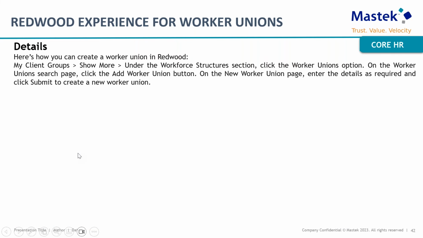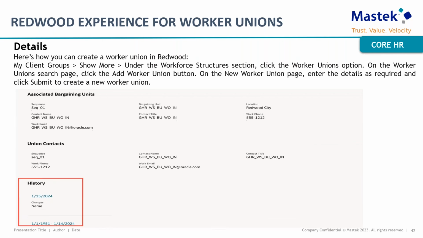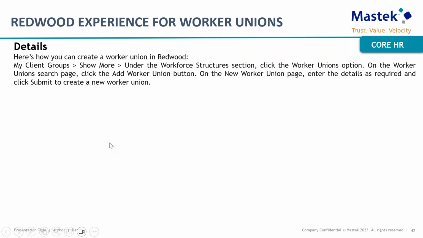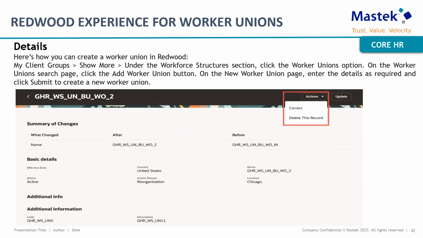So we can also update the worker union. When we update the worker union, the historical data of that particular worker union will be displayed at the bottom of the page, while a summary of the changes is displayed at the top of the page. So you can also correct and delete the worker union, we have that option as well.